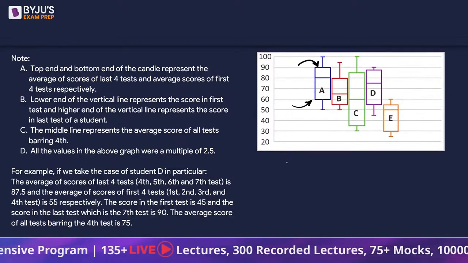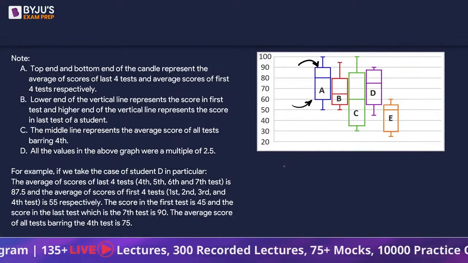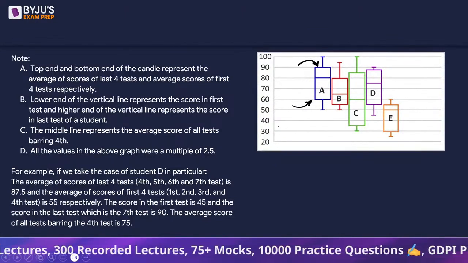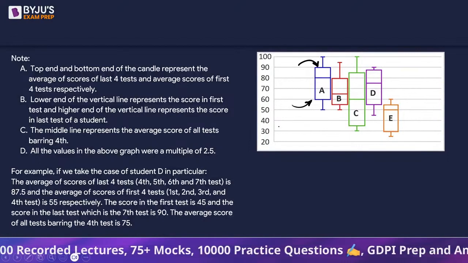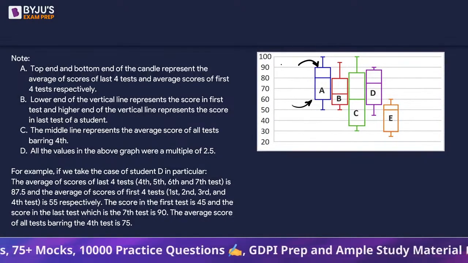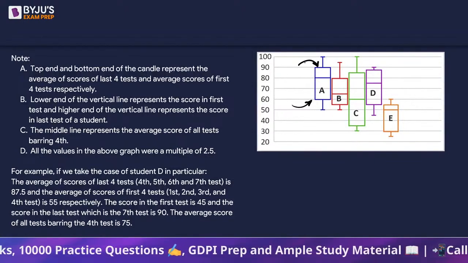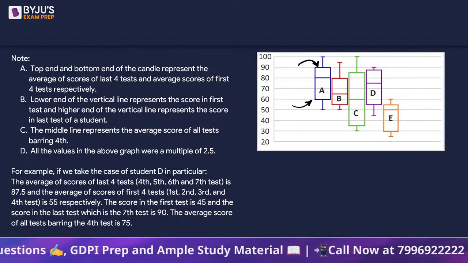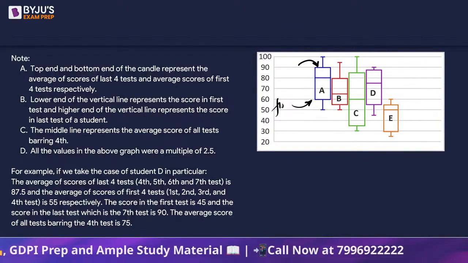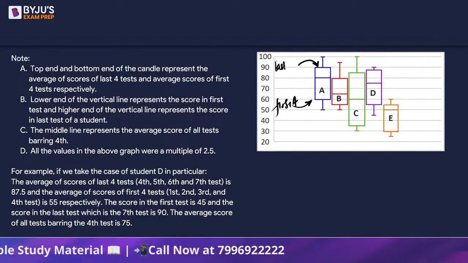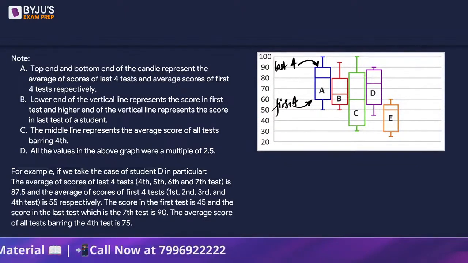Okay. And for average scores of last 4 tests and average scores of first 4 tests respectively. Okay, this is a bit reversed. Normally this should be the top 4. So bottom end talks about first 4 tests and the top end talks about last 4 tests.